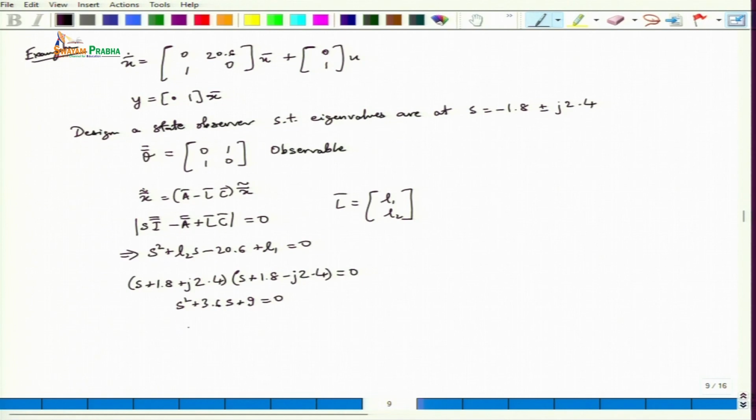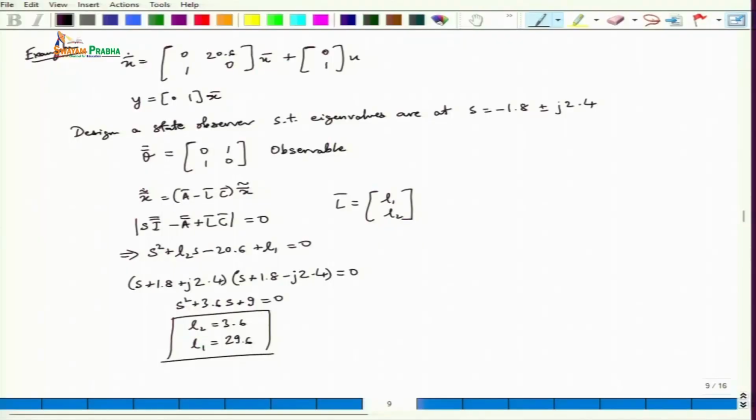So if we compare these two equations, we will get L2 equal to 3.6 and L1 equal to 29.6. So this is a state observer. If we substitute these gains, we will get our state observer and we can find the states. So now we have studied and done an example about state observer. Now, as I mentioned, why we need to do this state observer is we might not be able to measure all states for the state feedback. So we need to do this state observer to estimate those states.